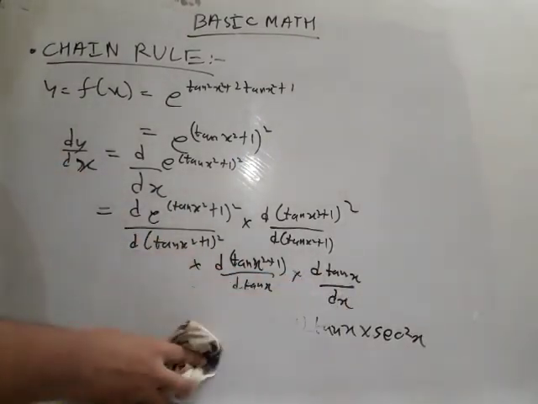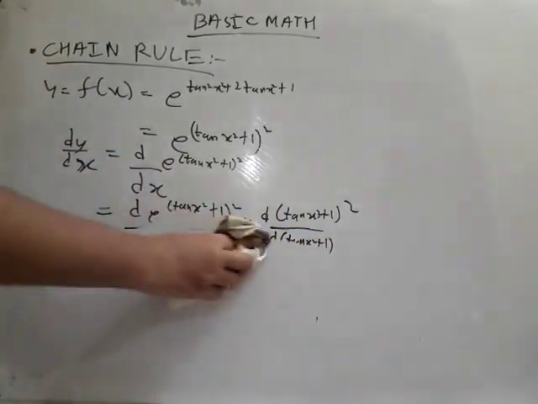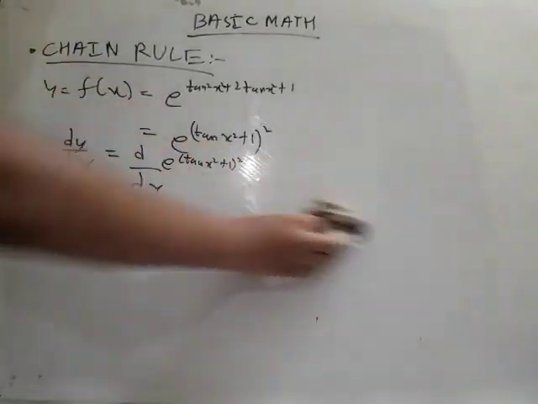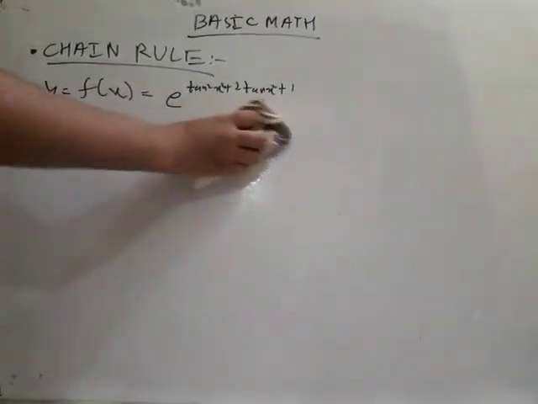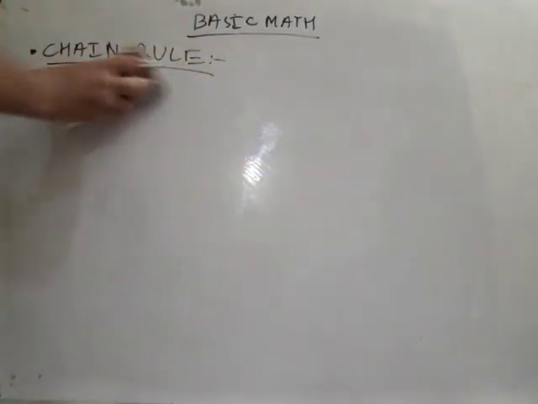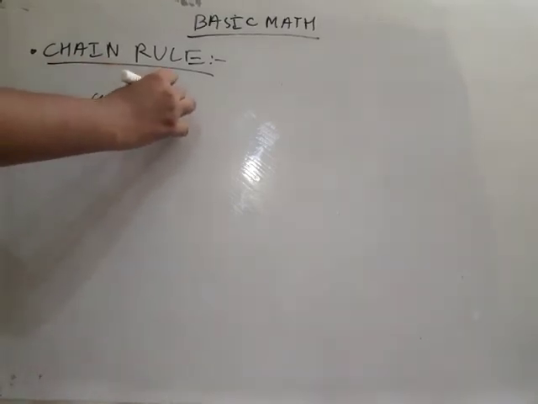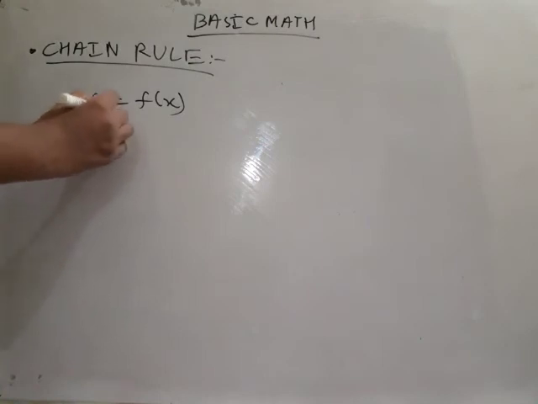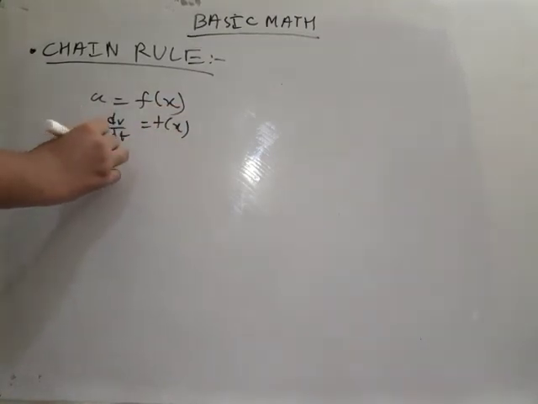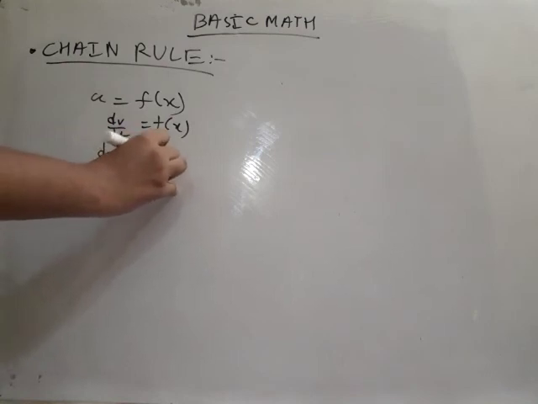Now where to use the chain rule? In many of our problems we may see that we are told we have acceleration, which is a function of x, f of x. Now how to determine it? Acceleration is what? dv by dt equal to f of x. Now we can write dv by dx into dx by dt equal to f of x.